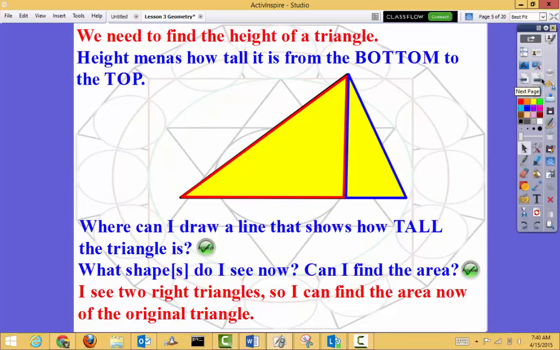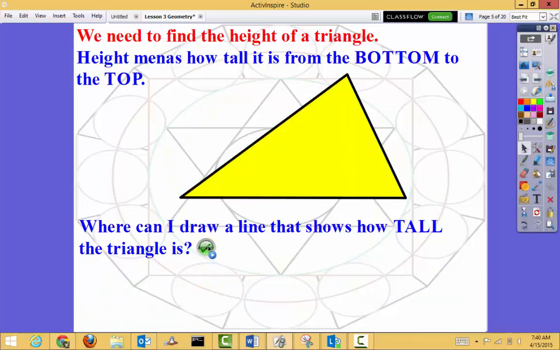We need to find the height of a triangle. Height means how tall it is from the bottom to the top. Do I know how tall it is from the bottom of my triangle to the top? I don't. So what I need to do is some little problem solving. I first need to draw a line called the altitude or height that shows how tall the triangle is. Where can that line go? Well, if I draw a line from here to here, that doesn't show me how tall it is, because I need to get all the way up here.